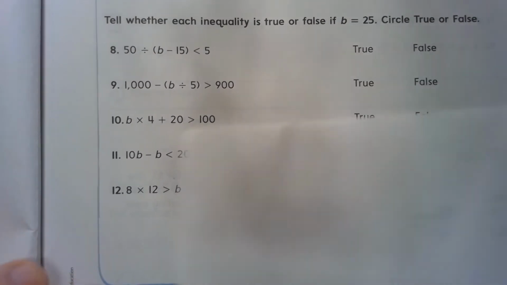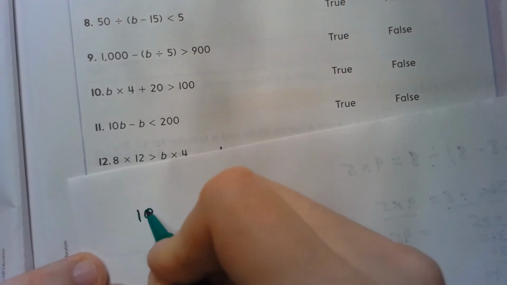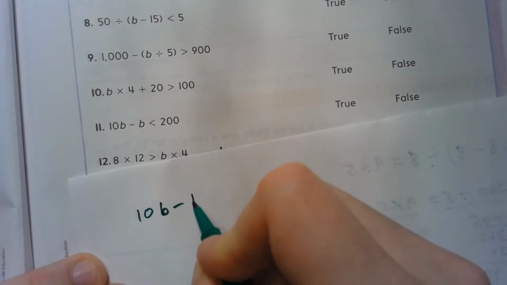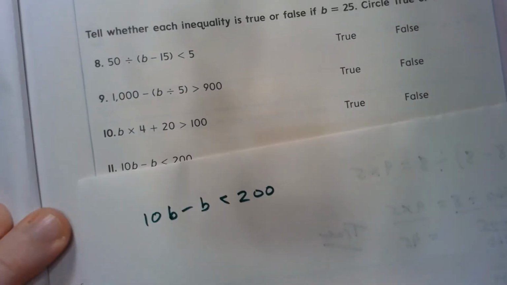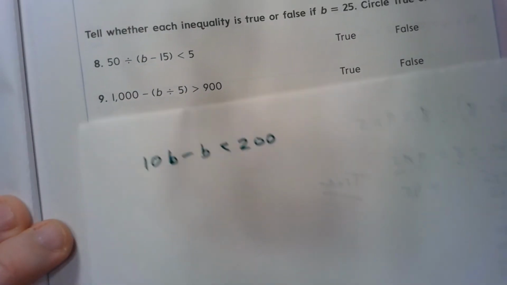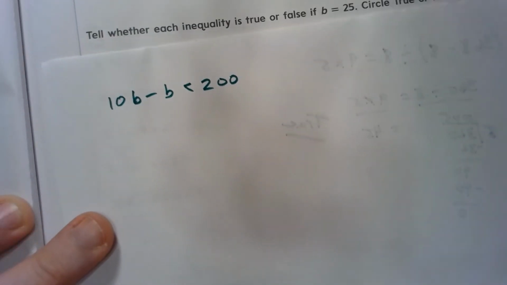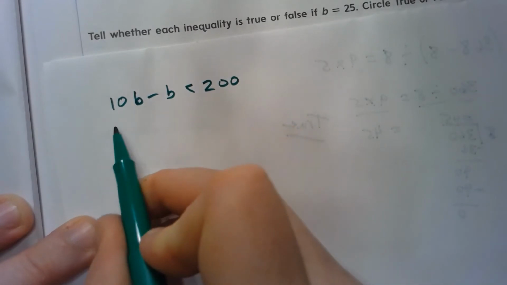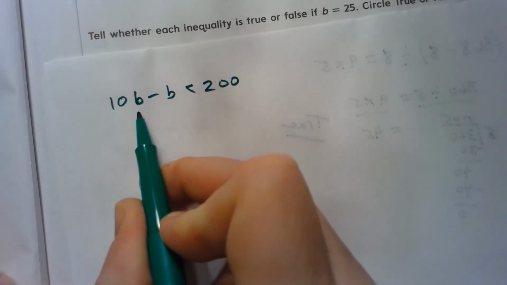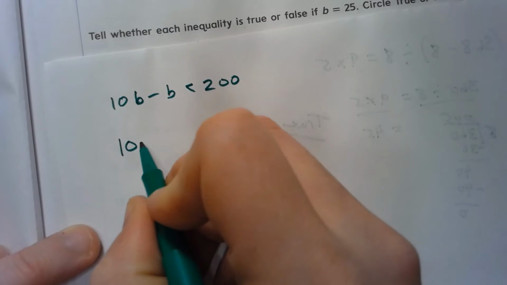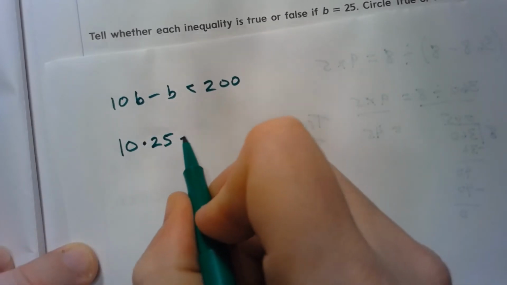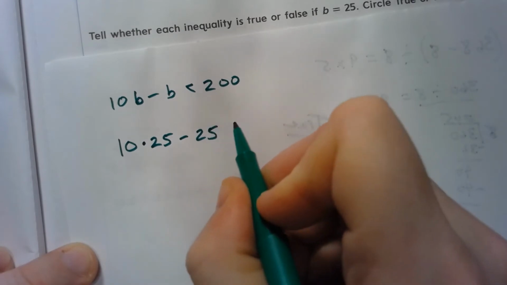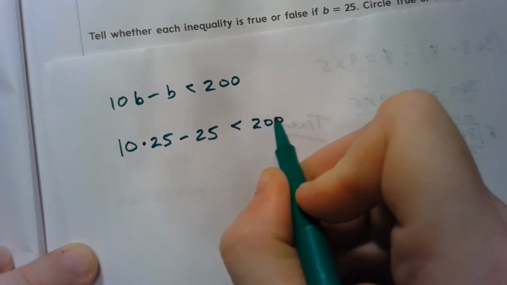So question 11 says 10b, I'm going to go ahead and rewrite this, 10b minus b is less than 200. And we're trying to evaluate for b equals 25. So I'm going to substitute 25 where I see b. This right here means I have 10 of b, 10 times 25. Then I'm going to subtract b, which is 25, and I'm going to find out if that's less than 200.